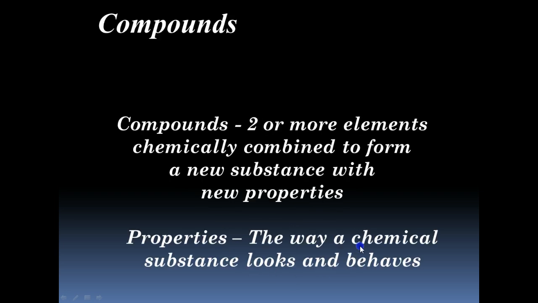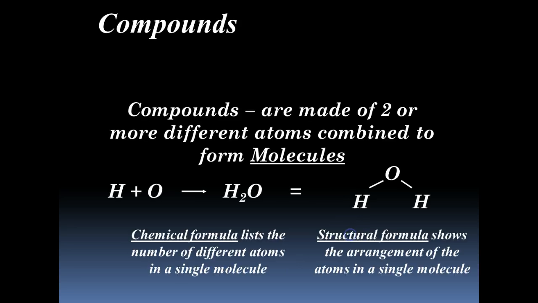Some other things that we look at in chemistry are compounds. Compounds are two or more elements chemically combined to form a new substance. The properties are the way that the chemical substance looks and behaves. For example, here are some compounds. This one's going to be quite familiar to you.